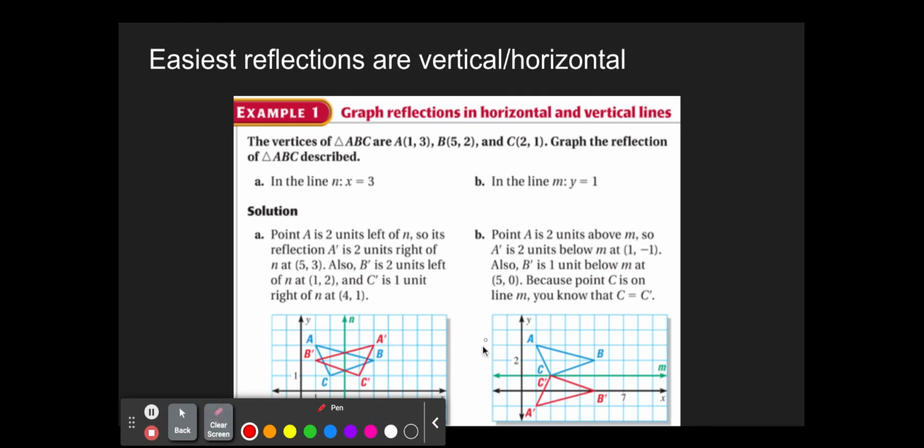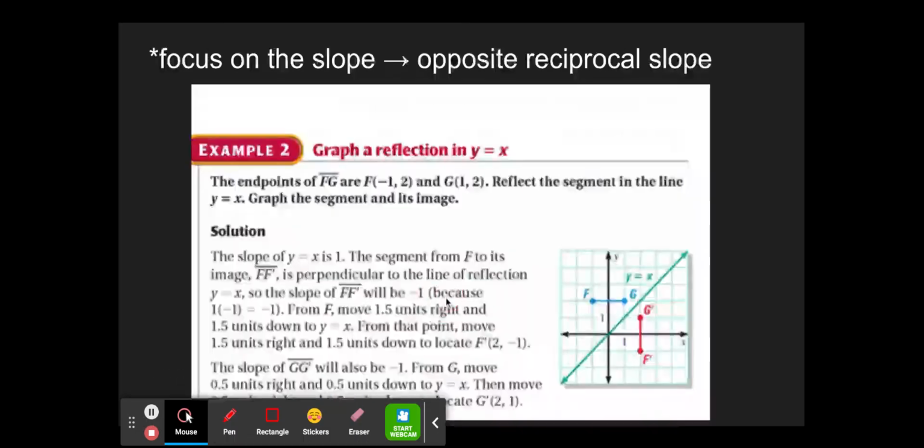We're not going to do reflections over a diagonal other than y equals x, which is your 1 up 1 over, or y equals negative x, which would be just the negative version of that. We'll cover those in just a moment. So if we look at this right here, we can reflect anything. We can reflect segments, we can reflect shapes.